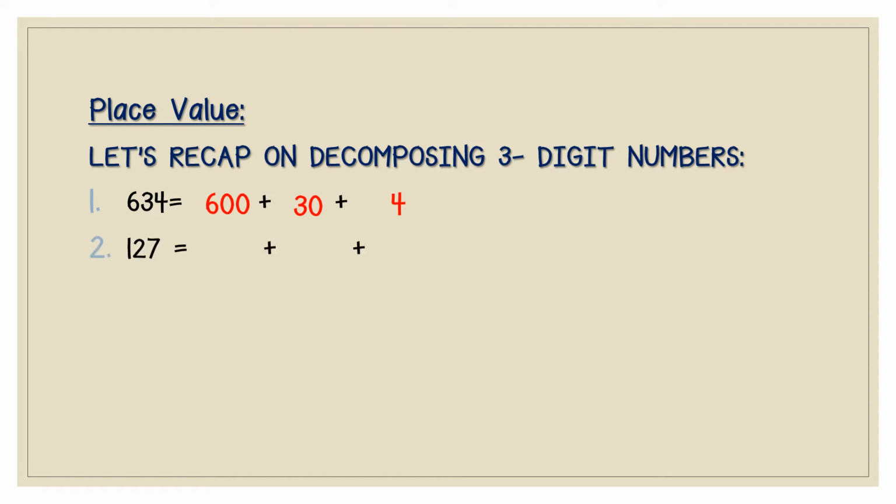In the next example, 127, 100 plus 20 plus 7. And in the last one, 789, our hundreds will be 700, our tens will be 80, and our units will be 9.